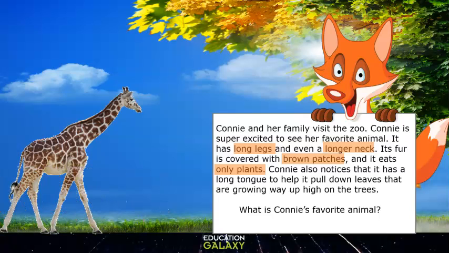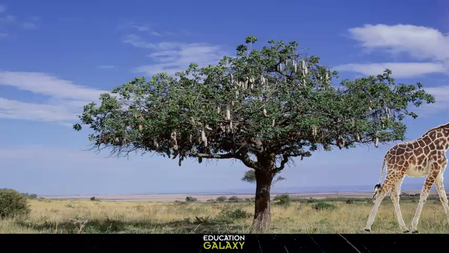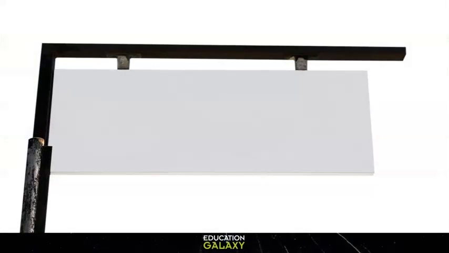The next clue in the story tells us that Connie's favorite animal has a long tongue, and our giraffe has a long tongue. You have made the correct inference. Connie's favorite animal is the giraffe. Bye, giraffe. Drawing an inference is a strategy to think about what we are reading.